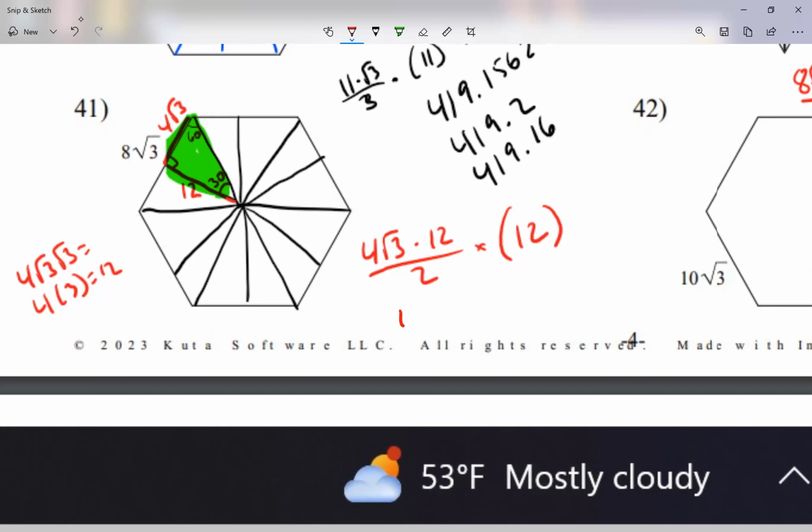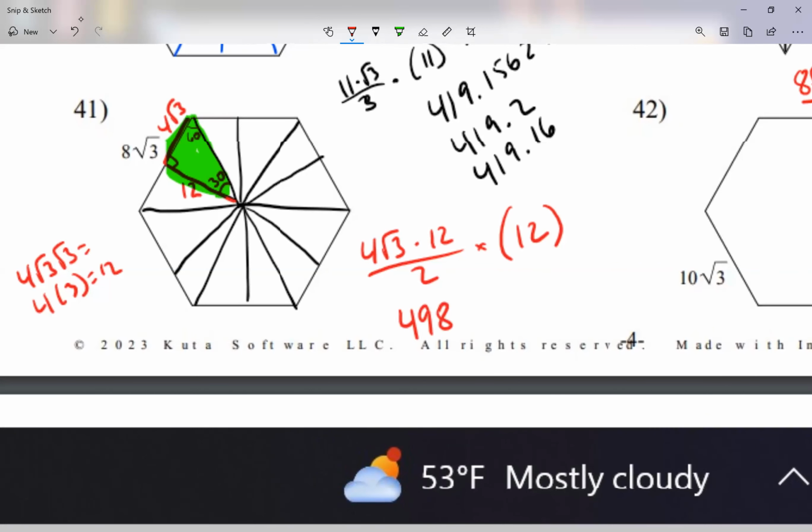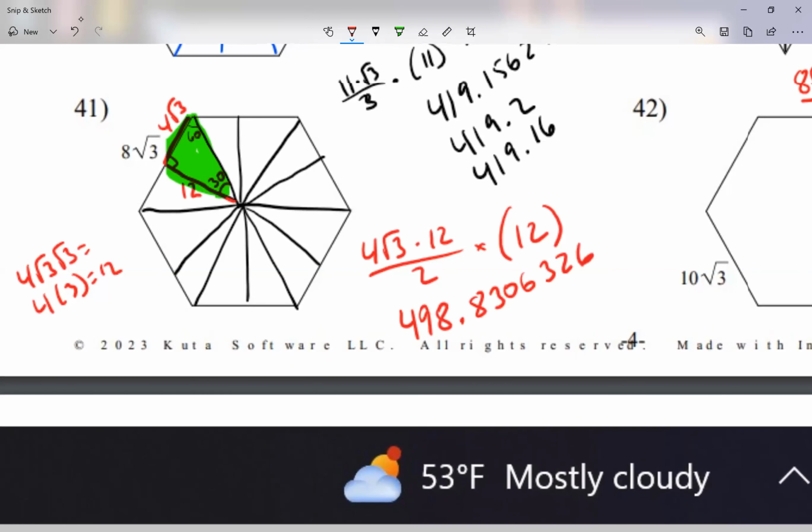My calculator gives me 498.8306326. And then look at your instructions for how many decimal places. If it's one decimal place, 498.8. Two decimal places, 498.83. I don't know. Look at your instructions and answer accordingly.